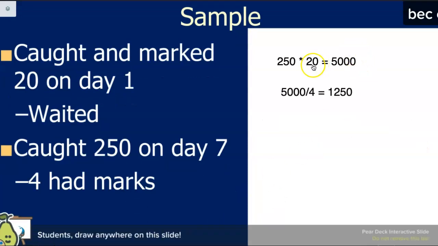Again, this person did it slightly different. Look, they took the 20. Okay, that's how many we marked. How many did we catch the second time? 250. They enter that in. They get 5,000. How many of these had the mark? 4. 4 of them had the mark that you originally put. So 5,000 divided by 4 gives us the same answer.